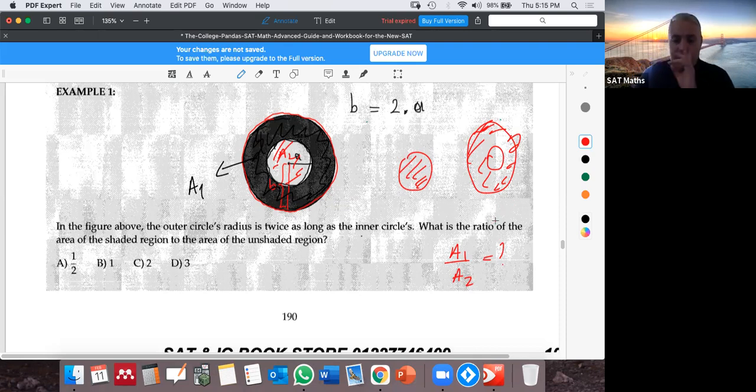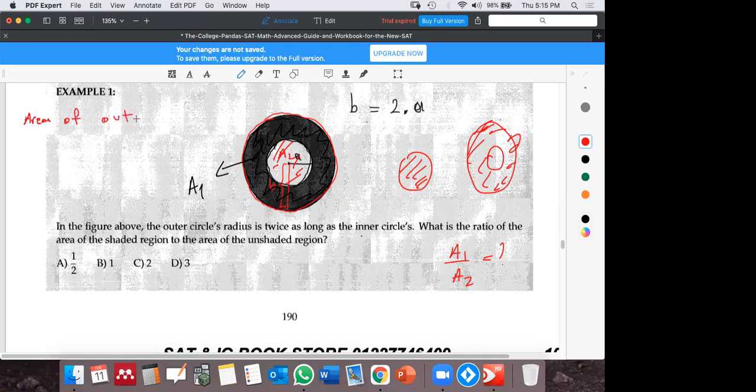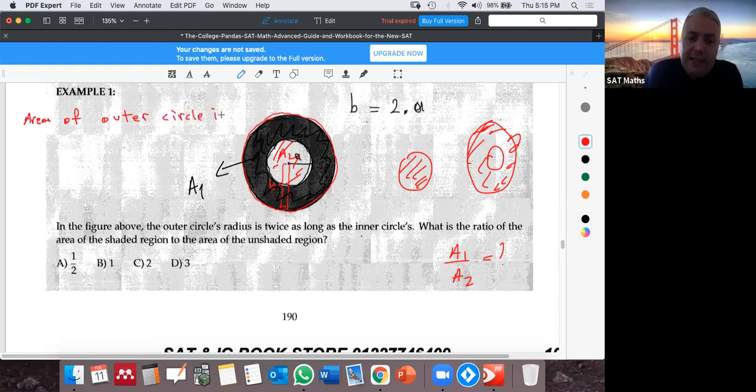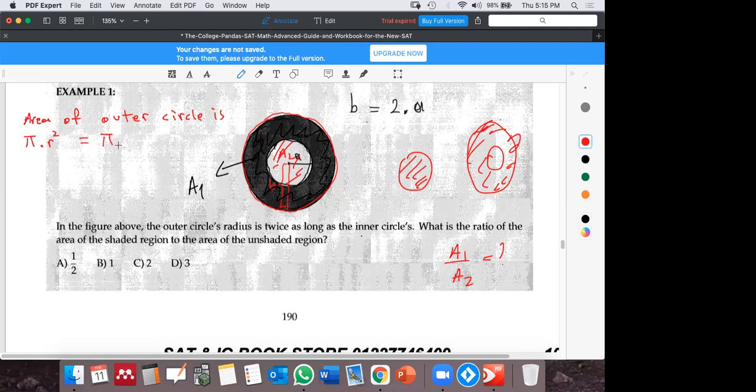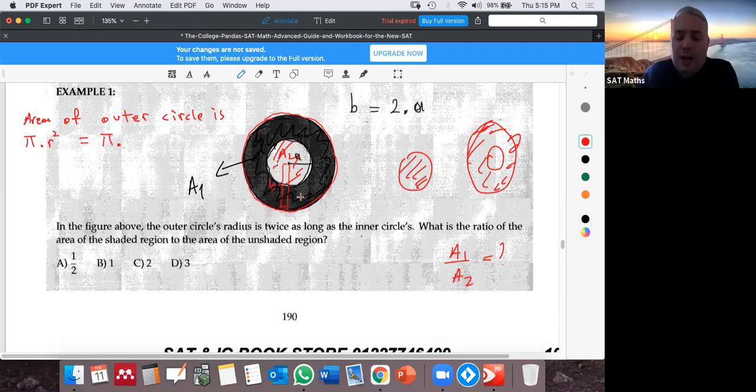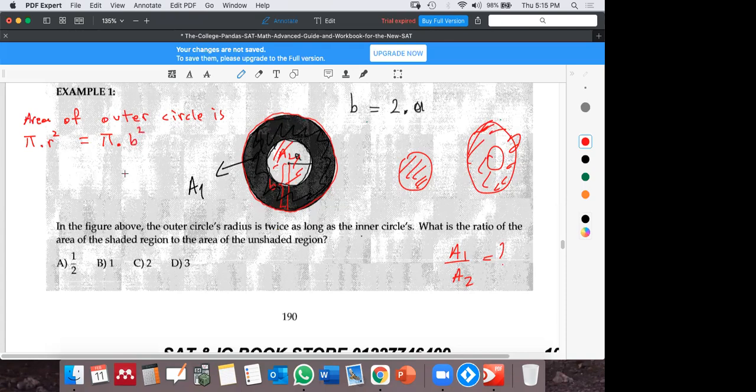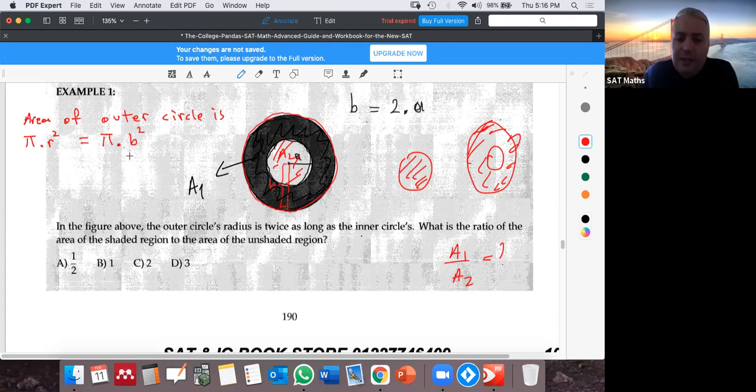Now, to do this is so simple. Really, it's so simple. What is the area of a circle? Let's start with the biggest circle. Let me write: area of outer circle is pi times r squared. So pi times, how did I call the radius of the biggest one? B. So it will be B squared. Okay? Is this clear?